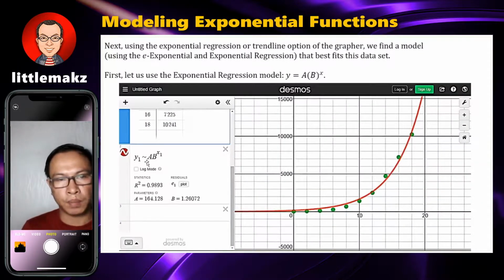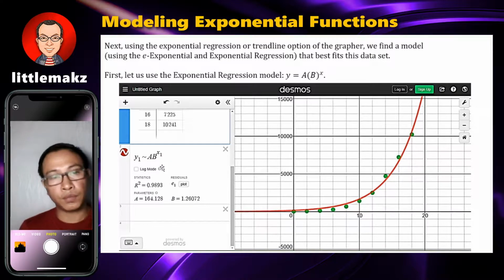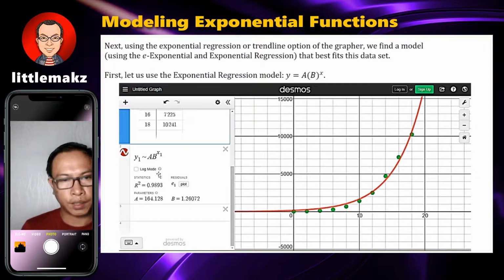The next step is to input a specific formula. Now, this formula would be y sub 1, tilde. It's beside 1 at the left of your keyboard. That's the tilde. Now we have a times b to the x. A is our initial value, B is our base, and x would be the number of years. And so we have here A equal to 164.128, and B is 1.26072.